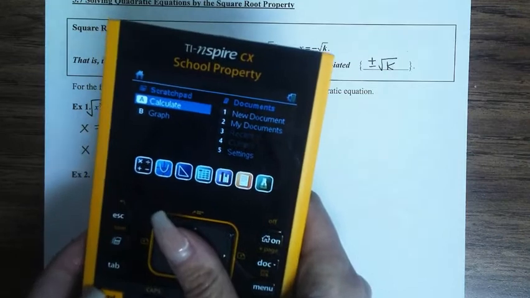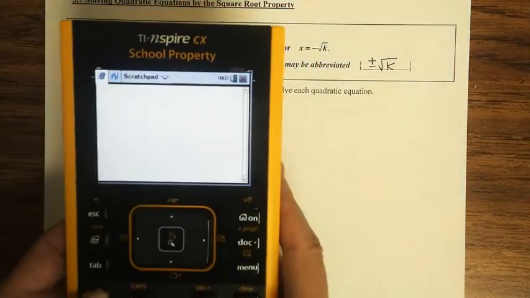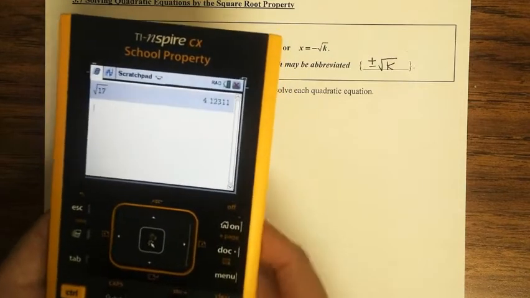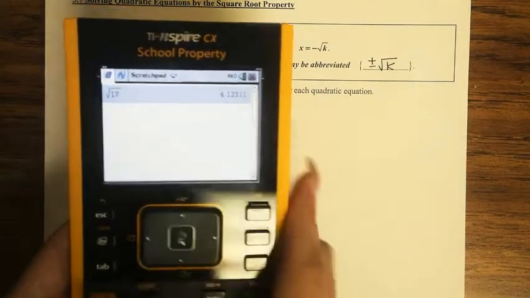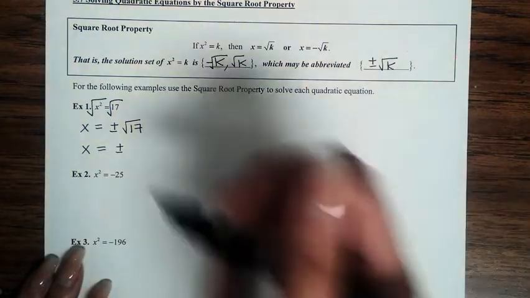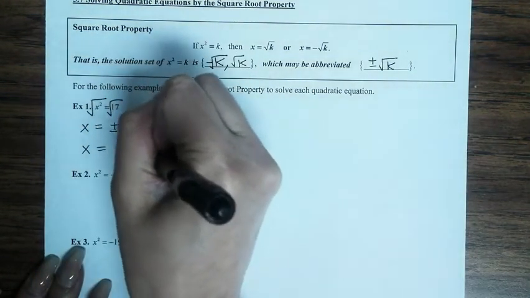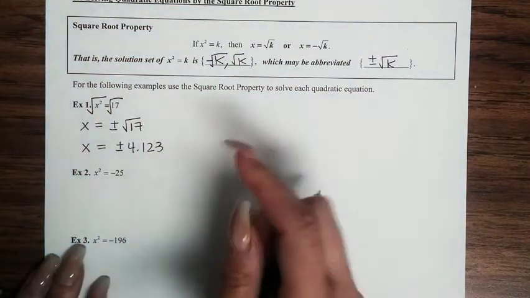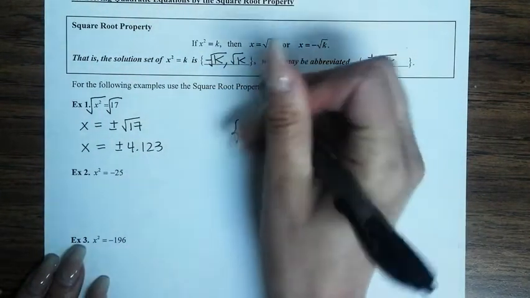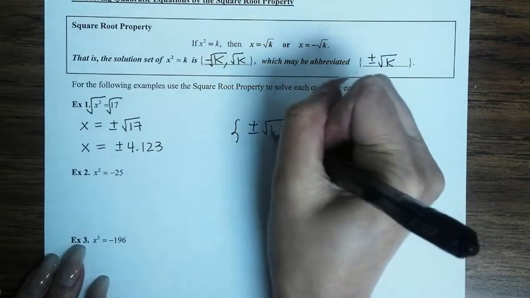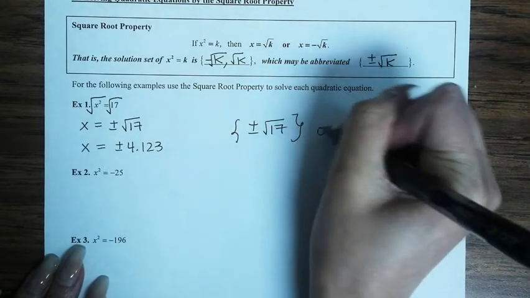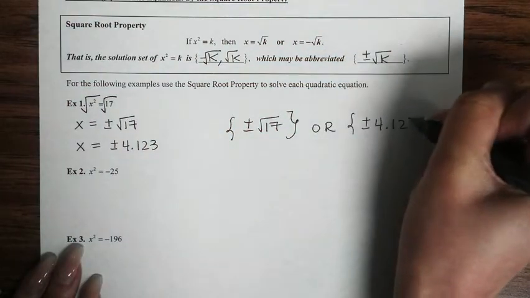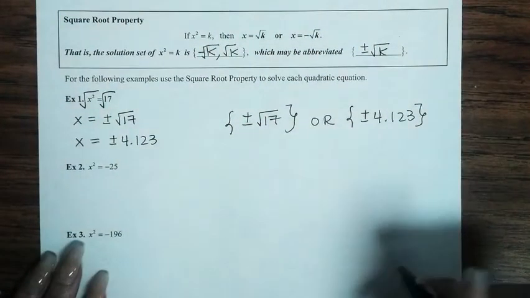So you plug in the square root of 17, and it is going to be this decimal number. If you are using decimals, I would recommend you use 3 decimal places. Any of these is one of your answers. You can write it like this, or another way with the decimal, plus or minus 4.123. So that would be your answer.